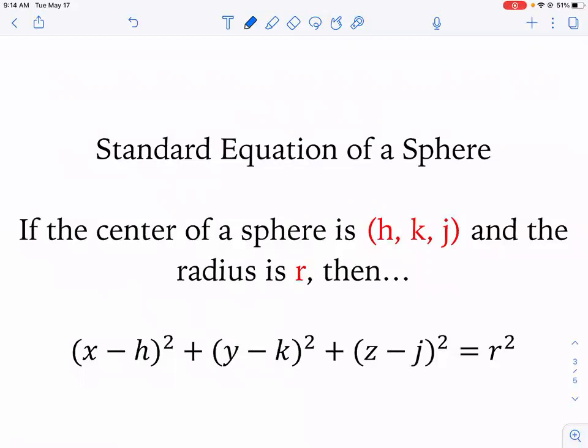So very similar to a circle, x minus h squared plus y minus k squared. We're used to that. So we just add our third dimension, z minus j squared equals r squared. The radius is still squared. Even though we're in 3 dimensions, it's still r squared because of our distance formula dealing with squares and square roots. Okay, so write this down and we're gonna do a few examples dealing with spheres in free space. Do not worry, you will not have to graph a sphere.